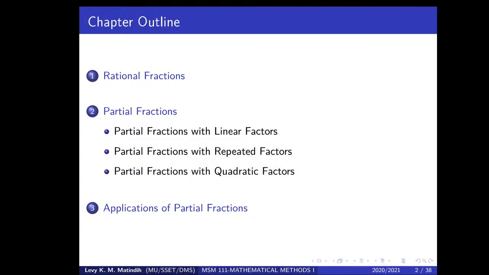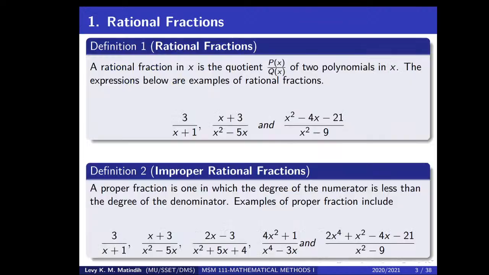Before we look at partial fractions, we need first to look at what rational fractions are. So let's start. If you look at what is displayed here, we are going to look at rational fractions. Rational fractions come from what we call the rational functions that we look at when we are dealing with polynomials. So a rational fraction in the variable x is the quotient of two polynomials in x: we have p(x), which is a polynomial, and q(x), which is also a polynomial. These two polynomials are polynomials of the variable x.